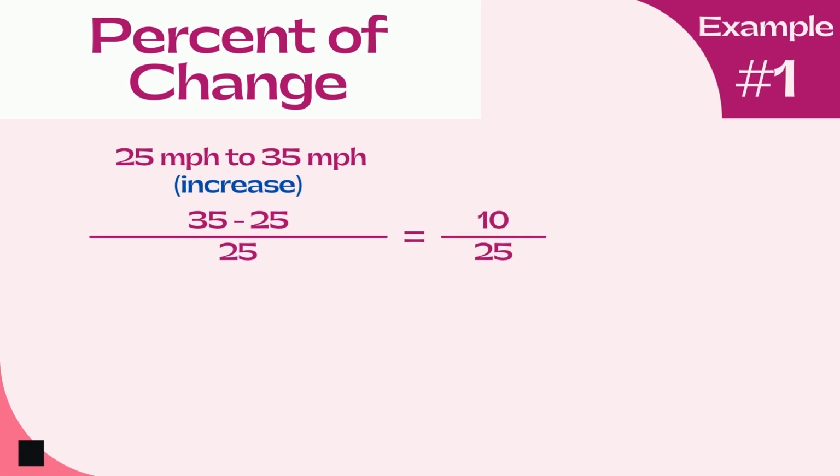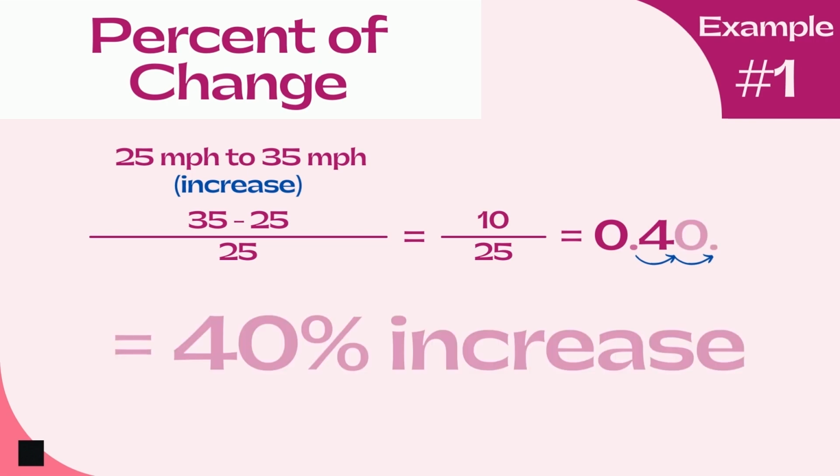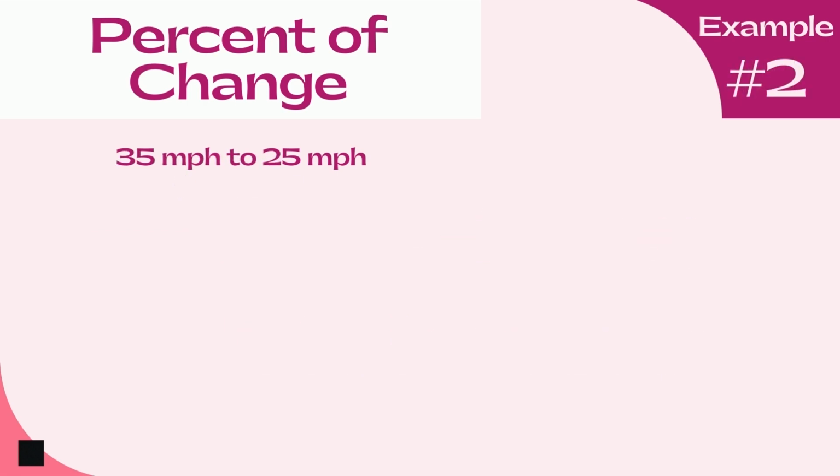35 minus 25 is 10, and then we just divide. 10 divided by 25. That gives us the decimal form 0.4, or 4/10. Then we need to change it into a percent. Multiply by 100, or move the decimal over 2 places to the right. 40% increase. Remember that it's an increase because we went from 25 up to 35.